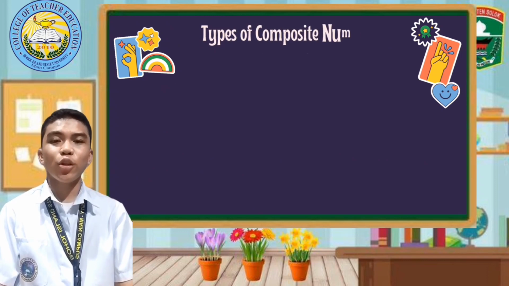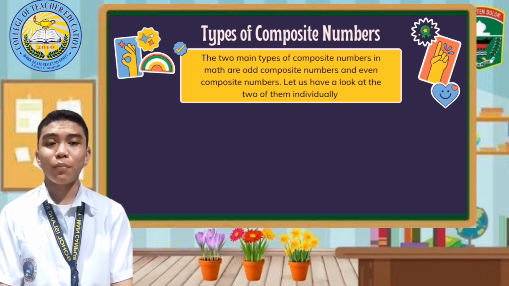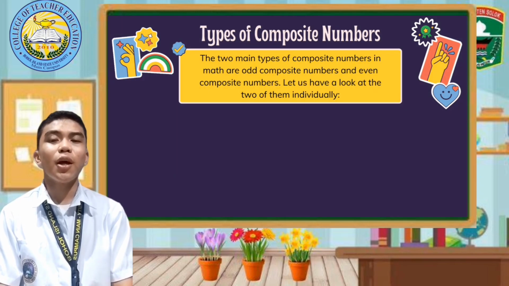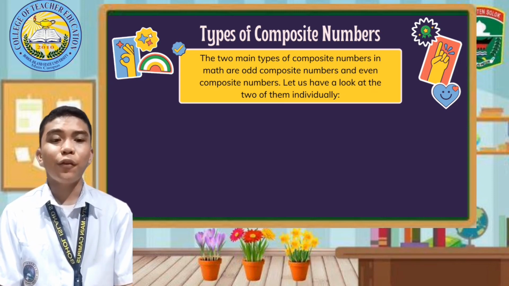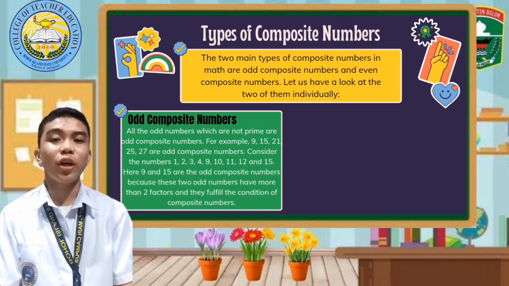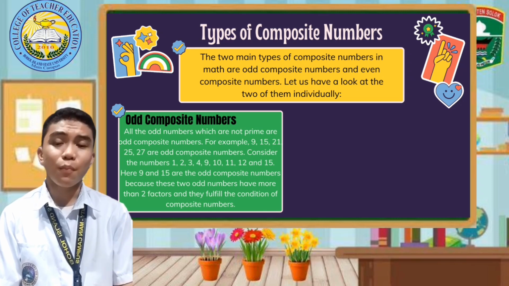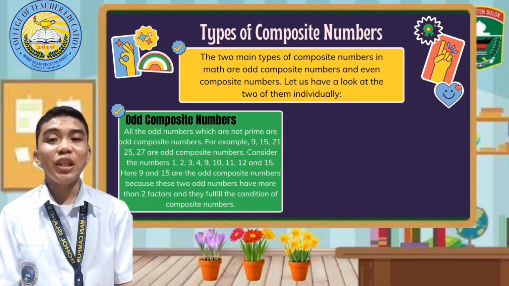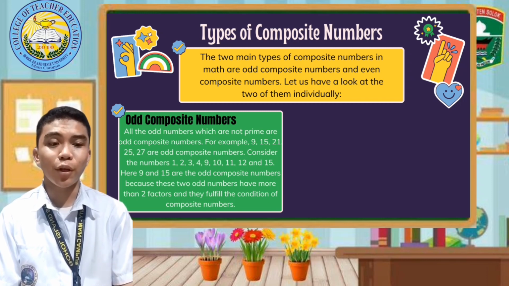Now, let us explore the 2 types of composite numbers. The 2 main types of composite numbers in math are odd composite numbers and even composite numbers. Let us have a look at the 2 of them individually. First is the odd composite numbers. All the odd numbers which are not prime are considered to be composite numbers. For example, 9, 15, 21, 25, and 27 are some examples of odd composite numbers.